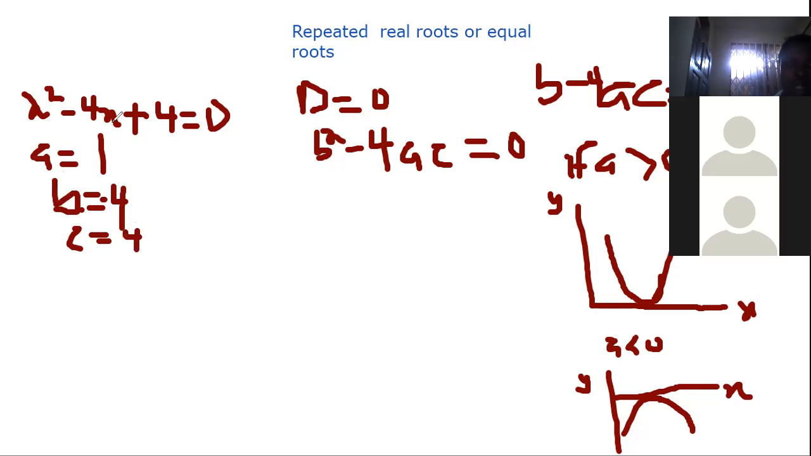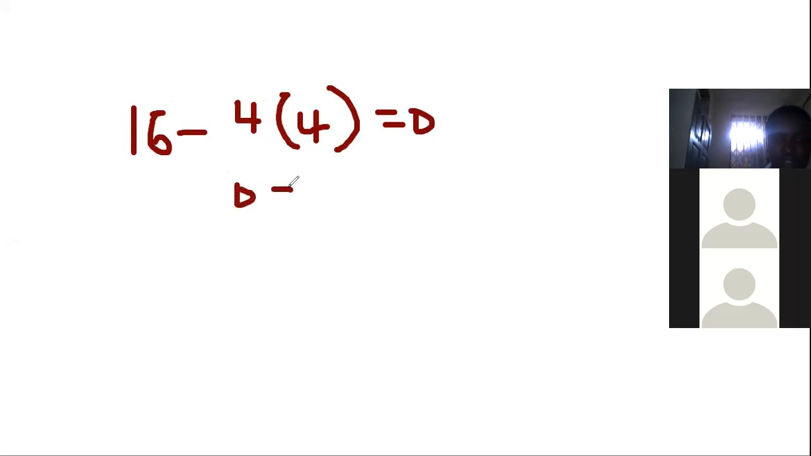So if you want to show that this equation has repeated real roots or equal roots, then b squared will be -4 squared, that will be 16, minus 4 into bracket 4 times 1. So we get 16 minus 4 into bracket 4. You realize that the discriminant here, when you multiply, is equal to 0.